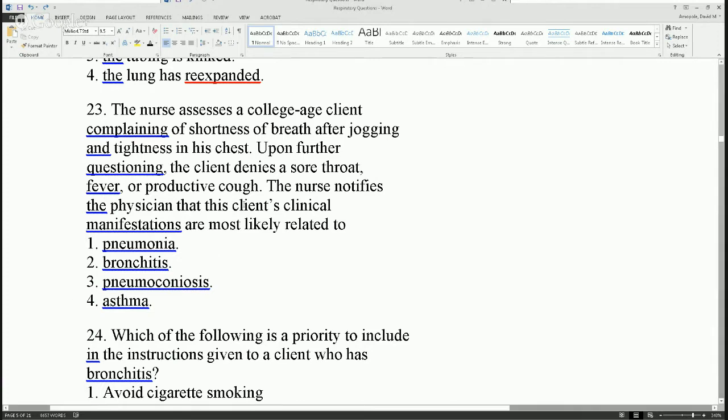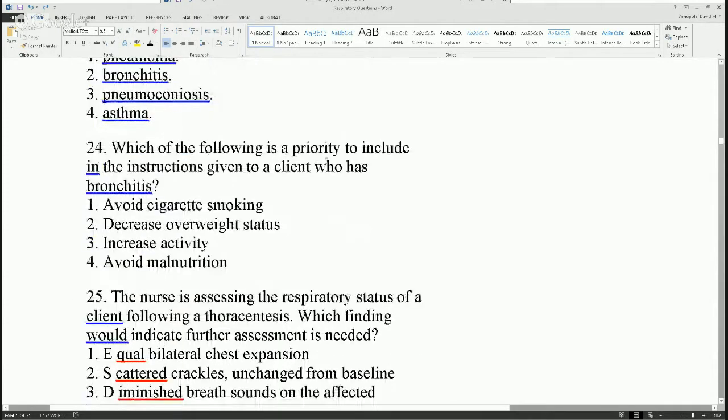All right, Jeff, this is a hard one. You ready? Which of the following is a priority to include in instructions given to a client who has bronchitis? So let's avoid some cigarette smoking. Avoid the cigarette smoking. You got it.